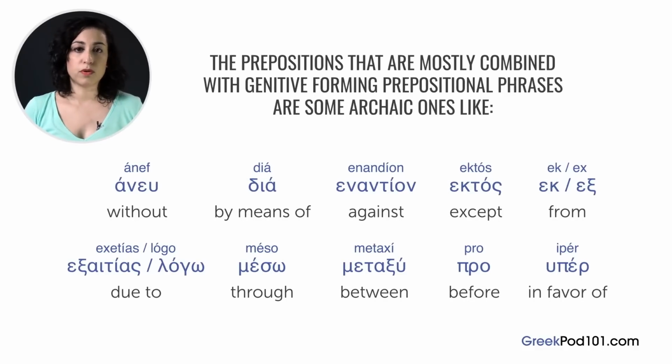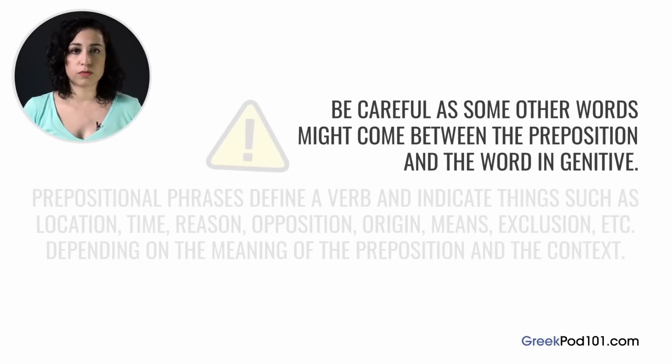Next, the genitive case can be used after some prepositions and adverbs. The prepositions that are mostly combined with genitive, forming prepositional phrases, are some archaic ones, like άνευ, without, διά, by means of, εναντίον, against, εκτός, except, εκ or εξ, from, εξαιτίας or λόγω, due to, μέσω, through, μεταξύ, between, προ, before, and υπέρ, in favor of. Be careful as some other words might come between the preposition and the word in genitive.